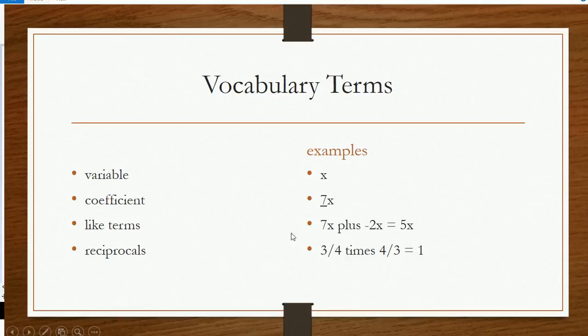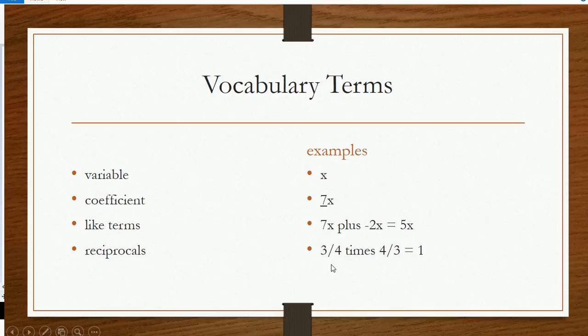Like terms: 7x and negative 2x are like terms because they are followed by the same variable. That means we can take these coefficients, the 7 and the negative 2, and add them together, in which case we get 5. But we can only do that because these are both x's. If one were a y, they would not be like terms. We would not be able to do that.